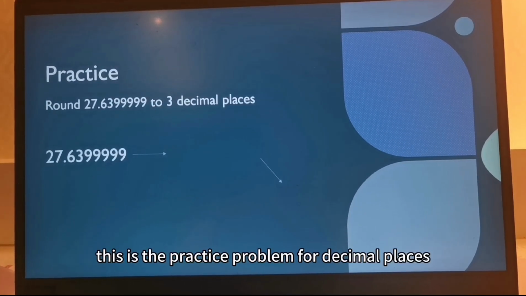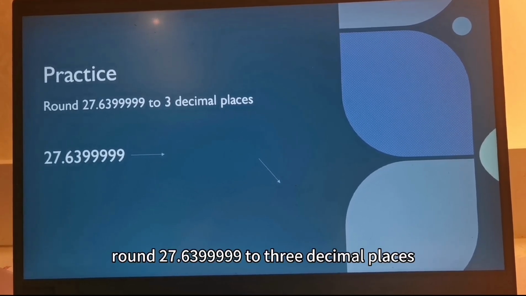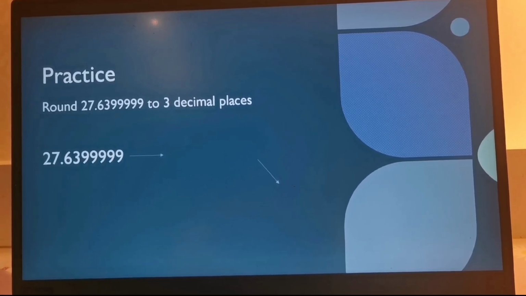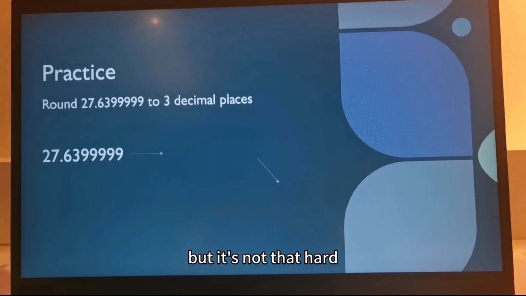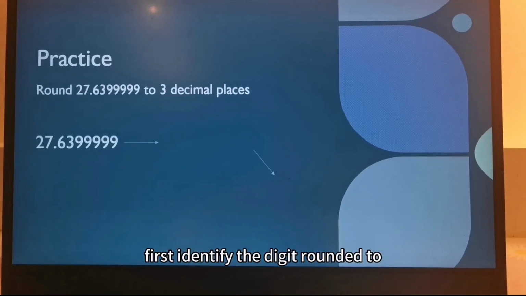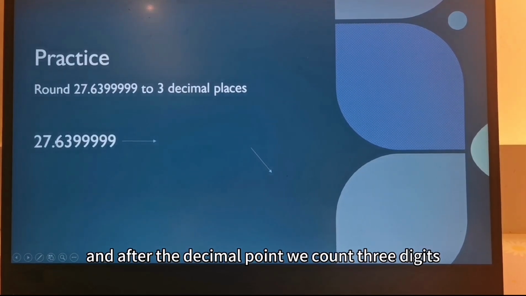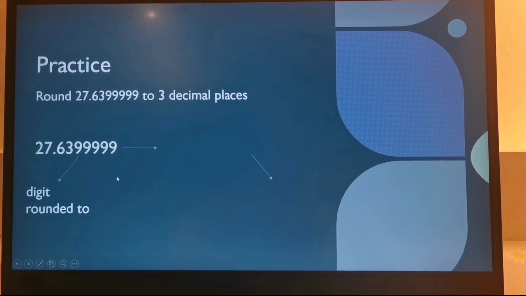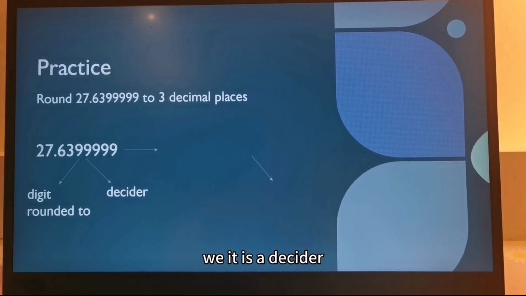This is the practice problem for decimal places. Round 27.639999 to 3 decimal places. Although it seems like too many 9s, it's not that hard, and we can follow the same steps. First, identify the digit rounded to, and after the decimal point, we count 3 digits: 6, 3, 9. So this is the digit rounded to. And to its right, which is another 9, is the decider.